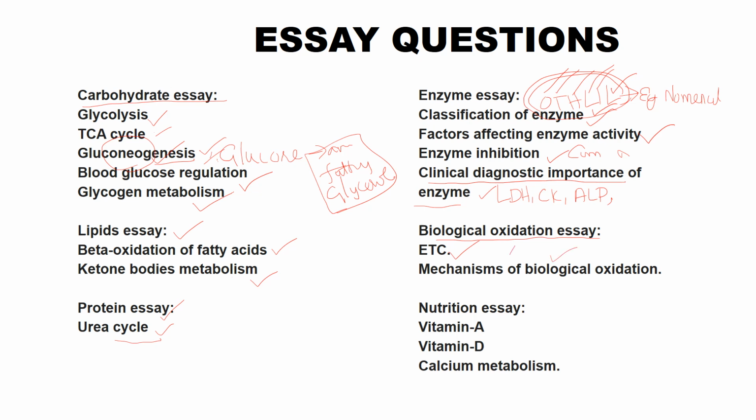So coming to the biological oxidation chapter, electron transport chain is asked, or mechanism of biological oxidation. Both are the same, only asked in different forms. What is the electron transport chain or mechanism of biological oxidation? It involves complex 1, complex 2, 3, 4, and 5. At complex 5, ATP is generated. So this is how it is produced.